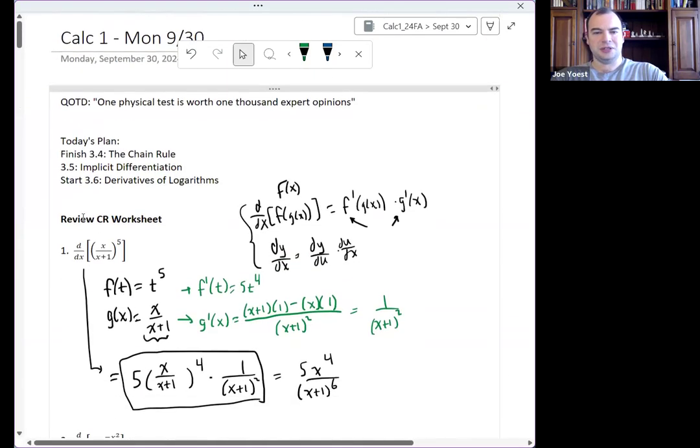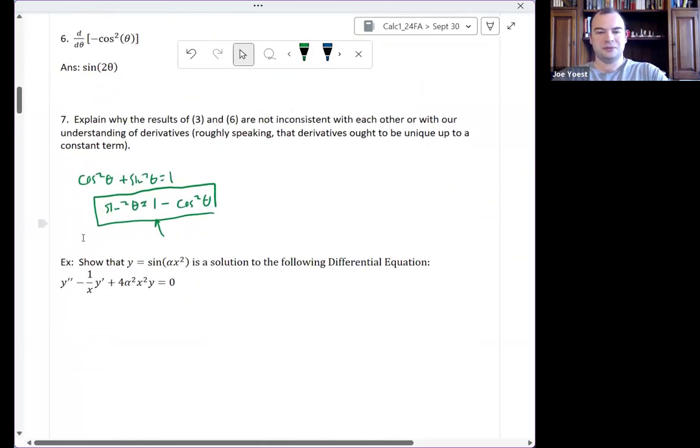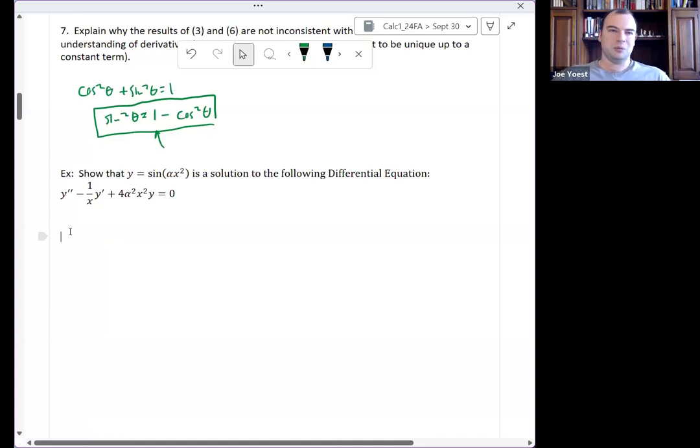Okay, any questions on the chain rule worksheet? Okay, so let's finish a couple more examples in the chain rule section, then move on.